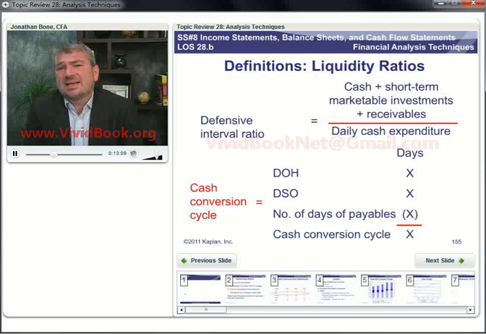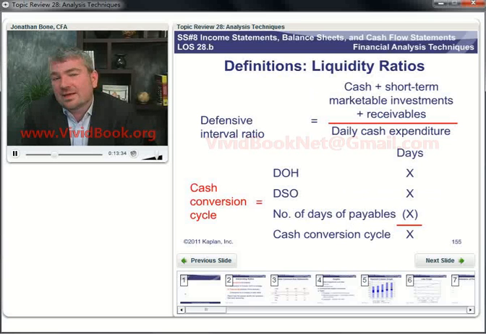Okay, defensive interval ratio. Notice this takes our cash, short-term marketable investments and receivables, so really everything other than inventory, and divides by daily cash expenditure. It gives you an indication of how long the company could continue to operate if no new cash was incoming to the company, no new assets were generated by the company.